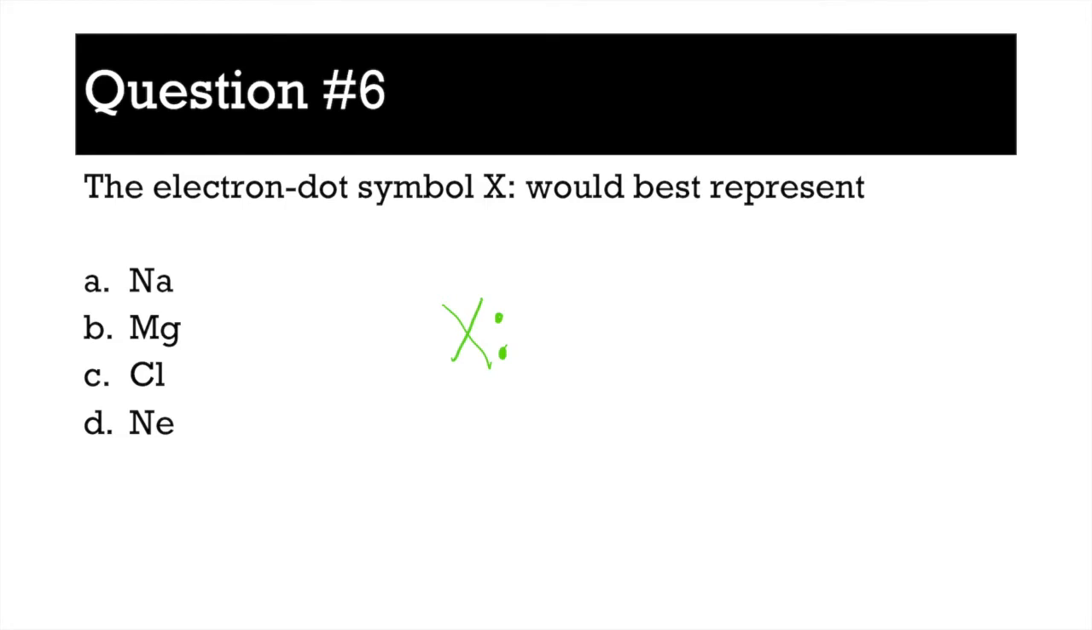So I typed it up exactly as the question had it typed up. But anyway, the important thing is it has 2 valence electrons. So anything with 2 valence electrons is in group number 2. So Na has 1 valence electron. It can't be that. Mg has 2 valence electrons. Well, that's going to be our answer, but let's just keep going to make sure. Chlorine has 7 valence electrons, so it can't be that. And neon has all 8 valence electrons, and again, that can't be right.